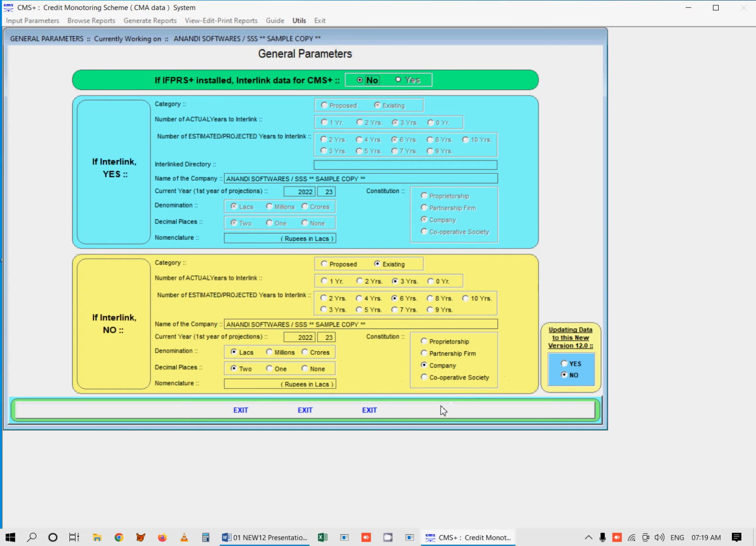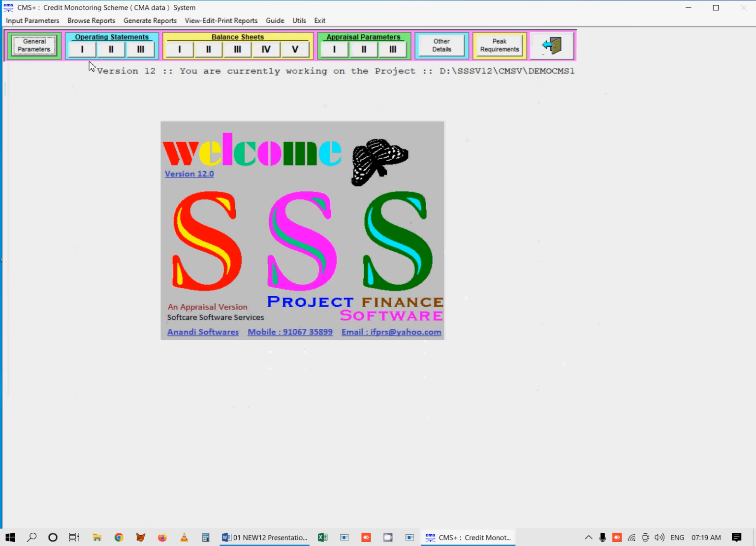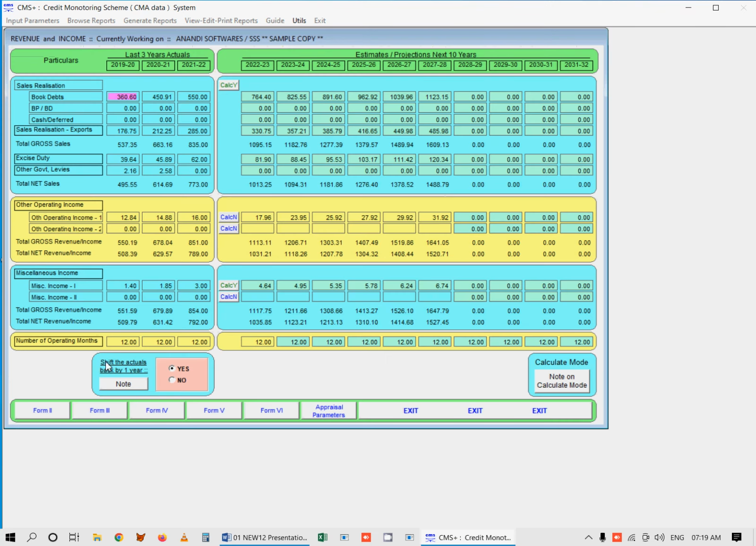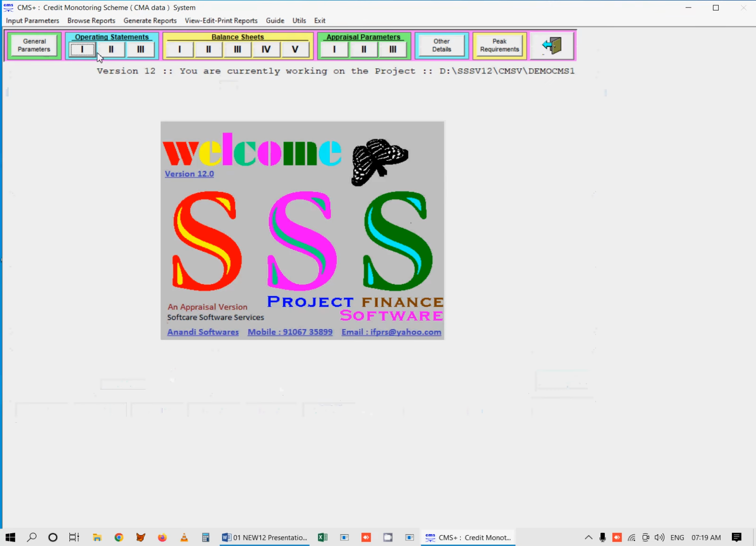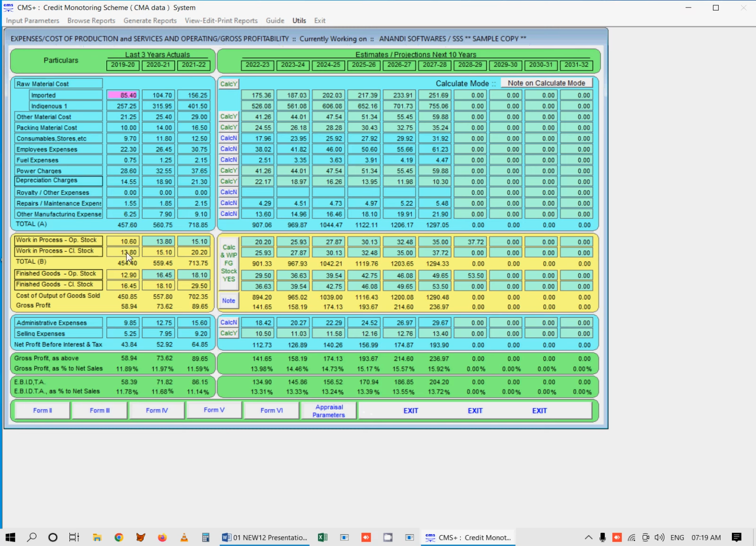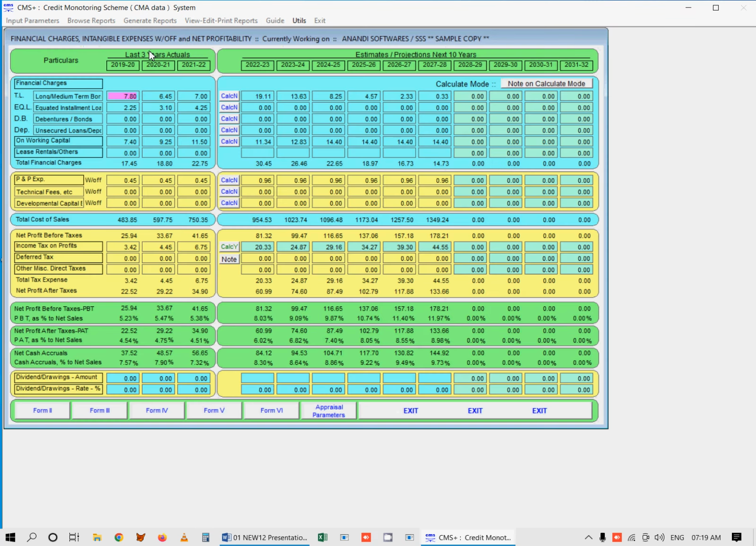Then the first 3 are operating statement screens and are meant for framing of the P&L account. First is related to revenue and income. Second is for all operating expenses and overheads. And third is for interest charges and tax on profit.